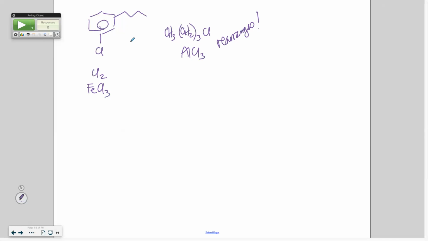Acylation. So that would be CH3CH2CH2C(O)Cl, and AlCl3. Okay, so what is that going to put on the ring? And what kind of director is that? Meta. Okay, so here's our benzene.